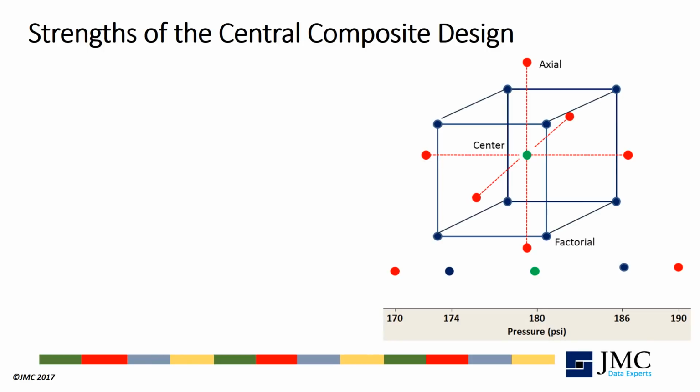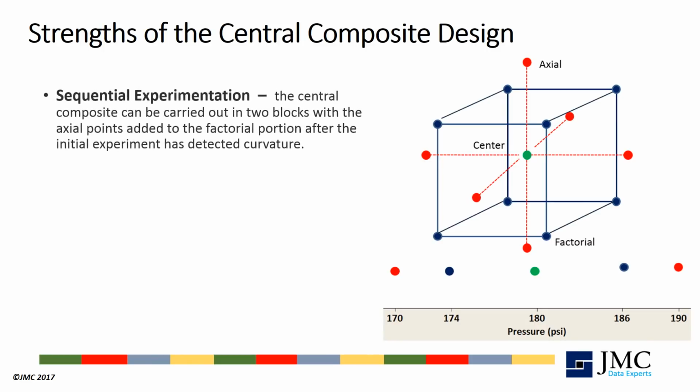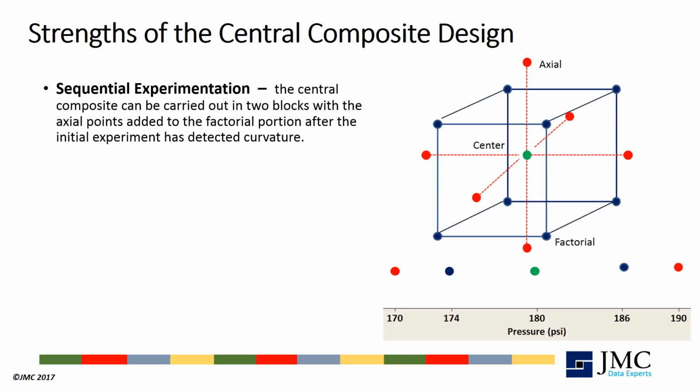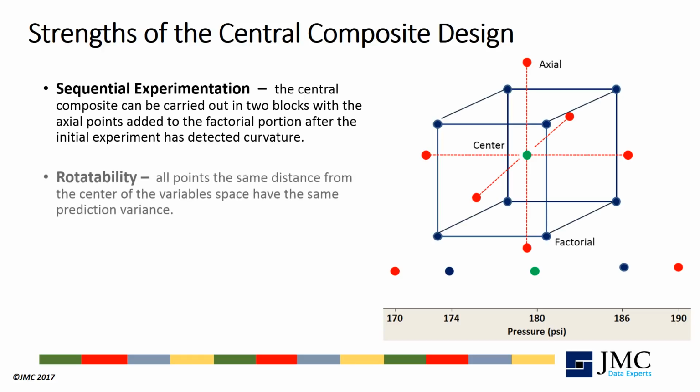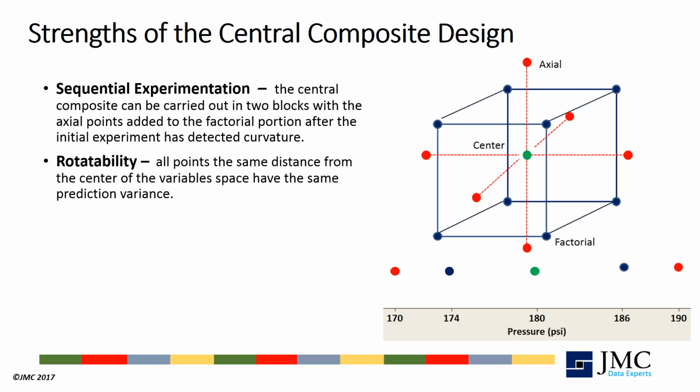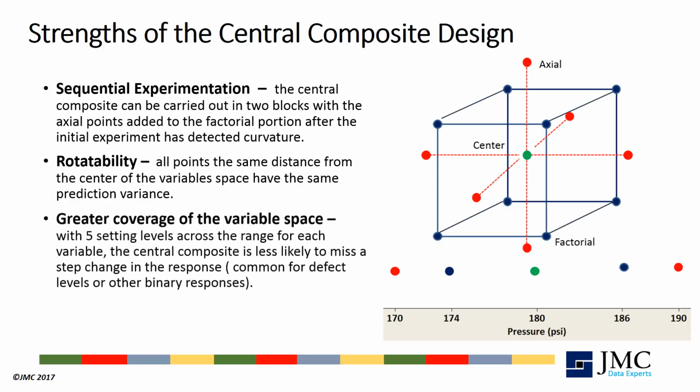The central composite design has some distinct advantages. For example, the 2 to the 3rd factorial portion of the experiment can be run first, and then the axial data points shown in red can be added if curvature is found. This is called sequential experimentation. Secondly, the property of rotatability ensures the prediction variability at any point the same distance from the center of the design will be equal. Finally, notice that 5 levels of each variable are tested. This helps prevent hopping over a sweet spot in the response, which is especially problematic if the response is binary.